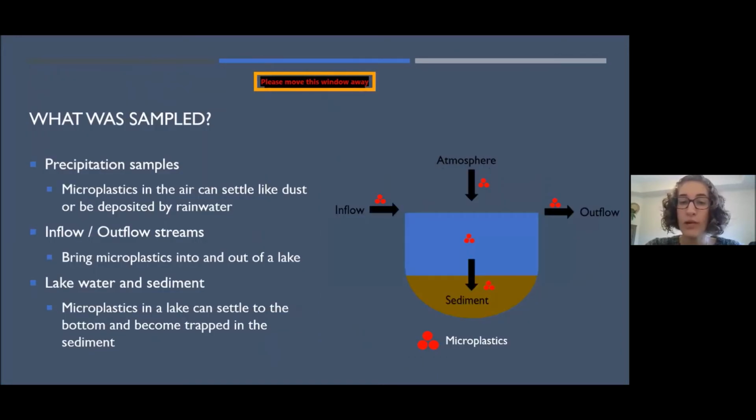Precipitation or rainwater samples were collected as microplastics in the air can settle to the ground like dust or can be deposited by rainwater. Inflow and outflow streams were collected as microplastics in the inflow streams can be brought into the lake, and microplastics in the lake can be lost through the outflow streams. Lake water and sediment samples were collected as microplastics that are in the lake can lose buoyancy and sink to the bottom of the lake where they become trapped in the sediment.